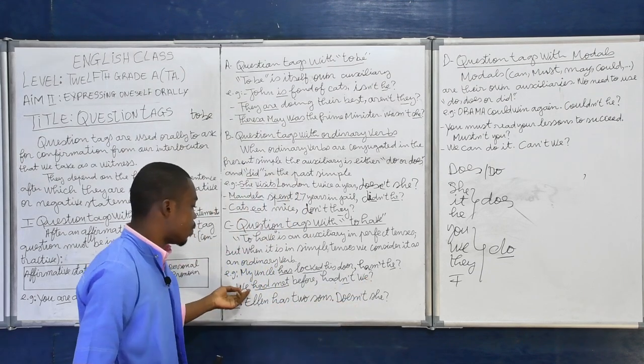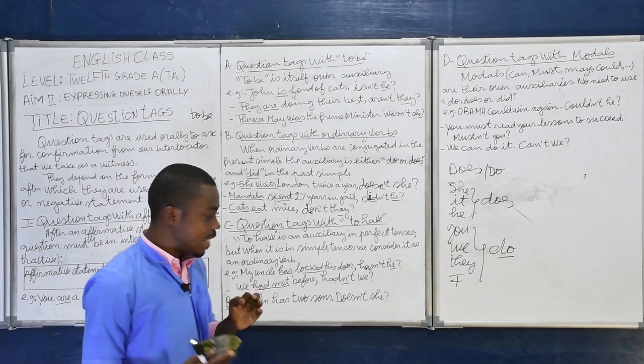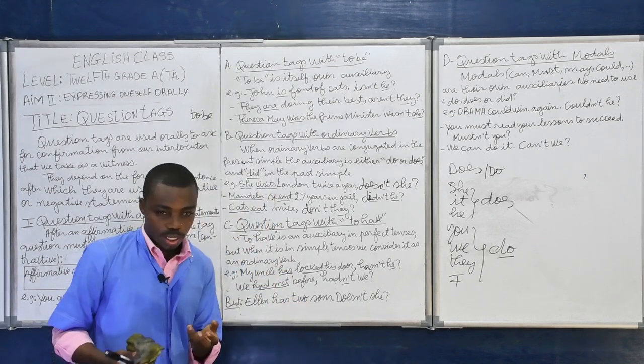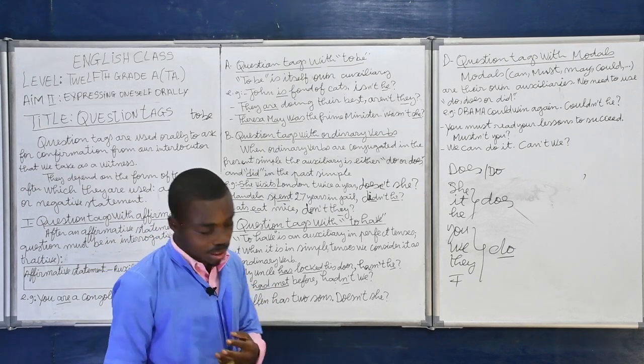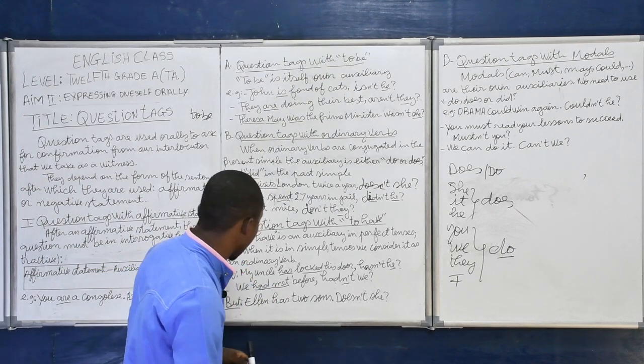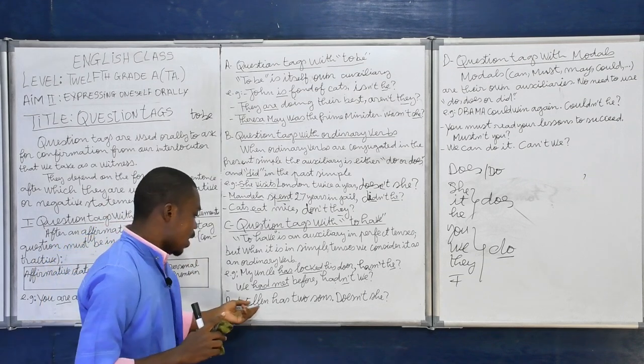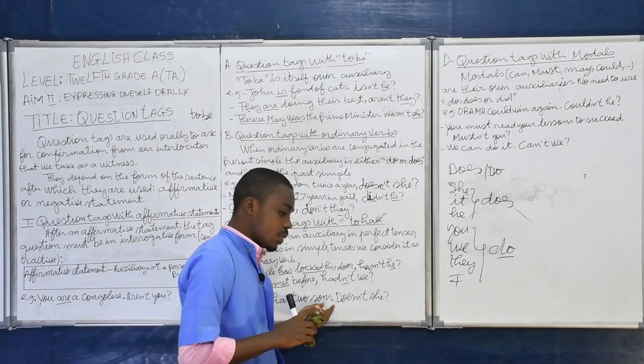Le sujet, on le trouve ici. Mais on n'ajoute pas n't n'importe comment. Il faut tenir compte de la forme de la phrase. Si la phrase est à la forme affirmative, à ce moment, on ajoute le n't. I said but, mais. But Hélène has two sons.